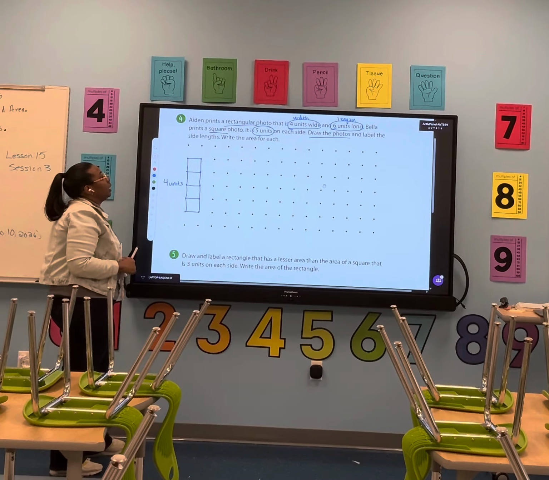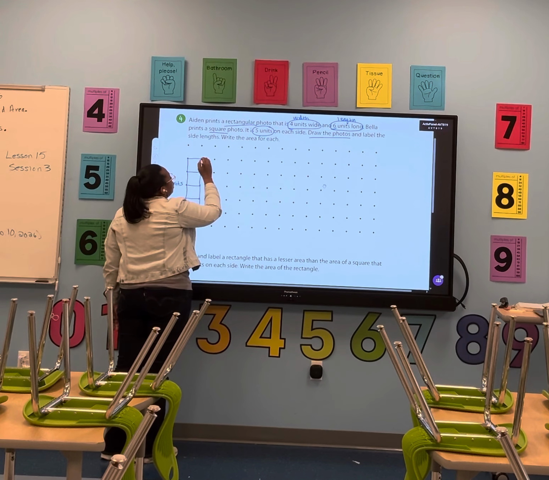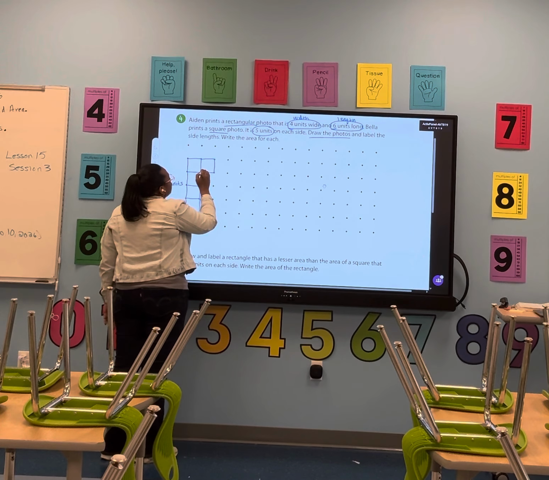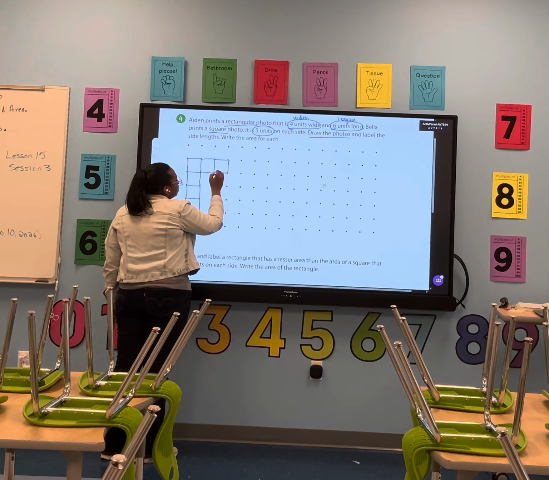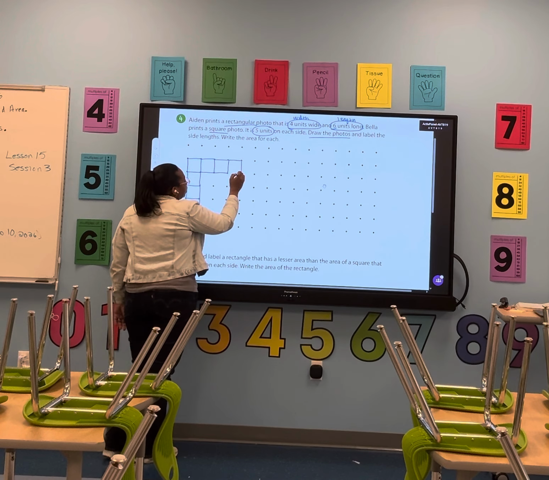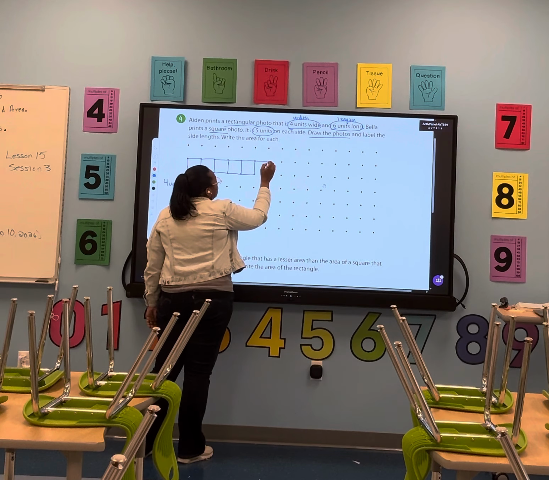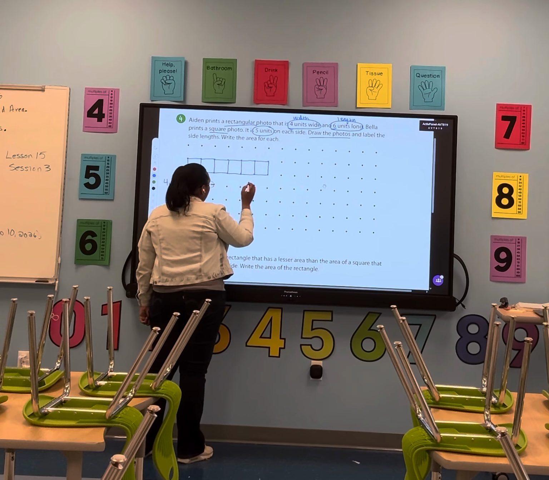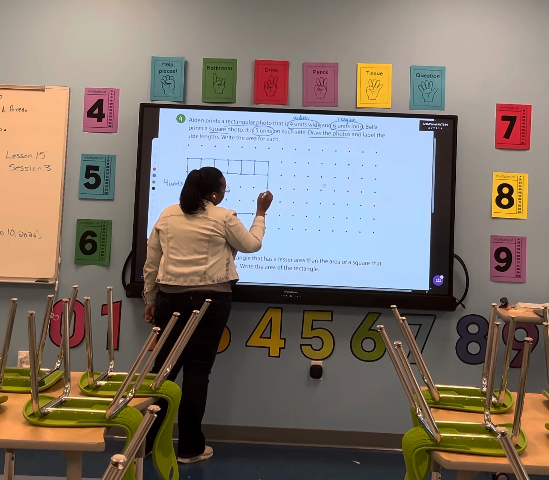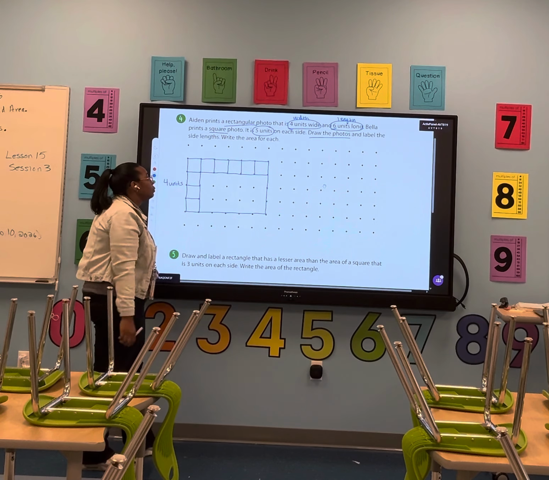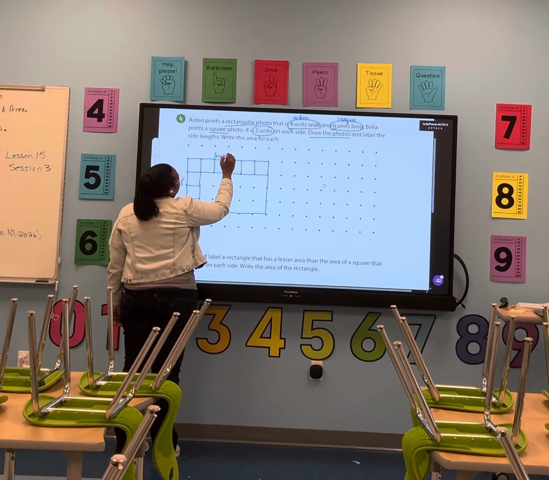Now, they tell me it's 6 units long, so I'm going to do 6 squares going across. So this is, we started out with 1 square. This will be 2 squares, 3 squares, 4 squares, 5 squares, 6 squares, okay? And now we can just close in the rest of our rectangle. And there we have it. So this is 6 units long.